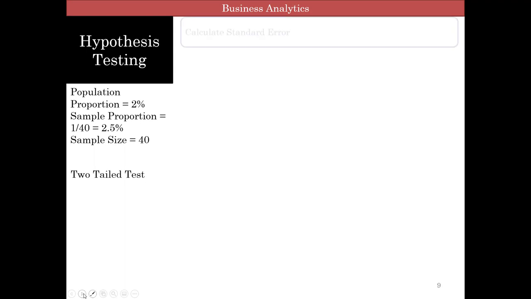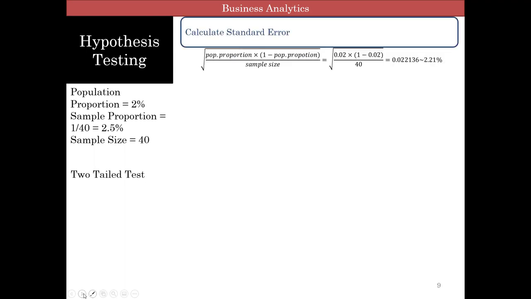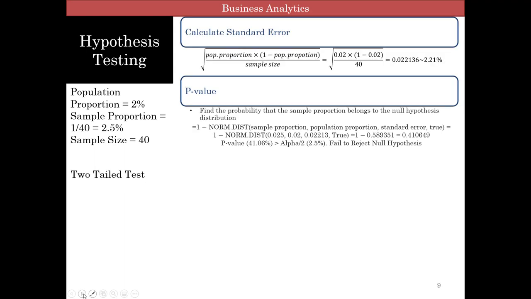And so let's go here and work to calculate the standard error. There is no change here. Your p-value method, you're going to do 1 minus norm.dist because your sample proportion is more than your population proportion. And essentially, you're going to take this p-value and compare it to alpha by 2 because it's a two-tailed test, right?